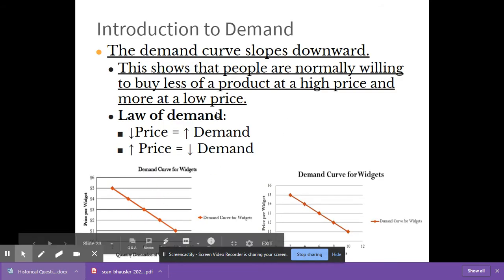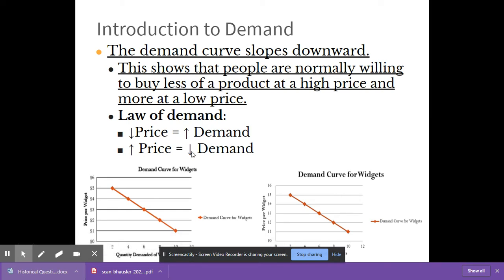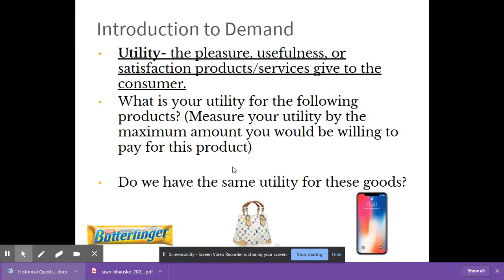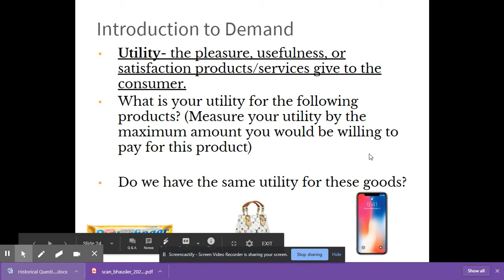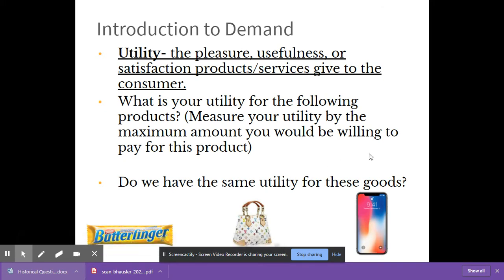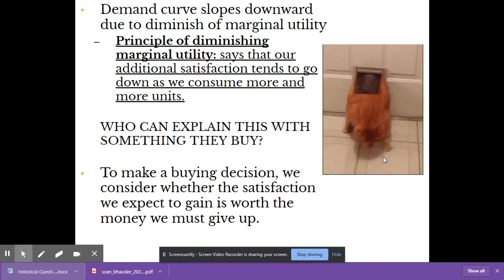And as you see here, just another way of looking at it using just arrows. The lower the price, the more demand. The higher the price, the lower the demand. You're thinking from a consumer perspective. You have utility here, which is just the pleasure, usefulness, or satisfaction of products and services given to the consumer. And this is semi-individualistic, and that's why we have things like demand schedules and supply schedules so we can figure out how much one student wants compared to another. And then when we add all those together, we have the market demand schedule and the market supply schedule.